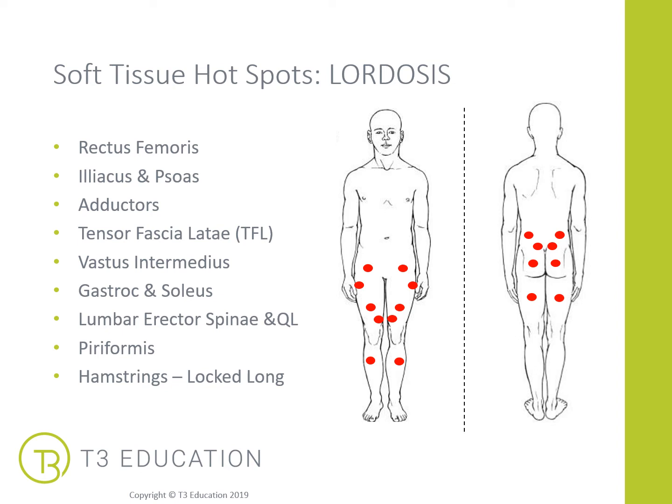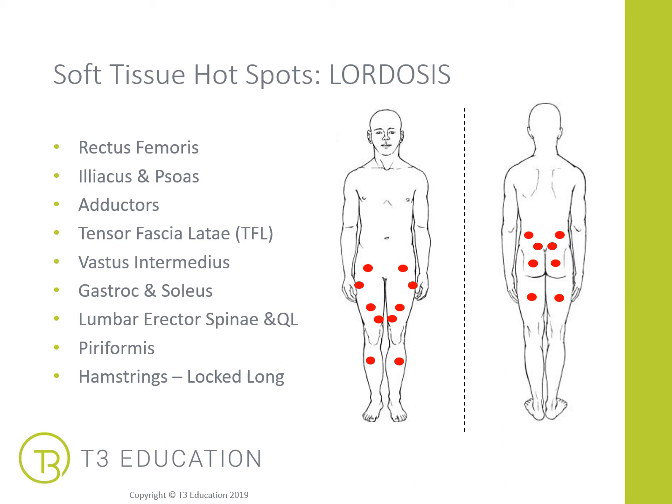The adductors and also that TFL, tensor fascia lata, down to the IT band can be quite tight. So if we're thinking those glutes aren't really firing, they're not really doing much, then we get these adductors and the TFL trying to create some stability in the hips. We also find calves that are really tight. These are the clients when they lie on the bed, those toes are pointed like a ballet dancer, locked in dorsiflexion. The lumbar erector spinae and QLs at the lower back tend to be locked short.